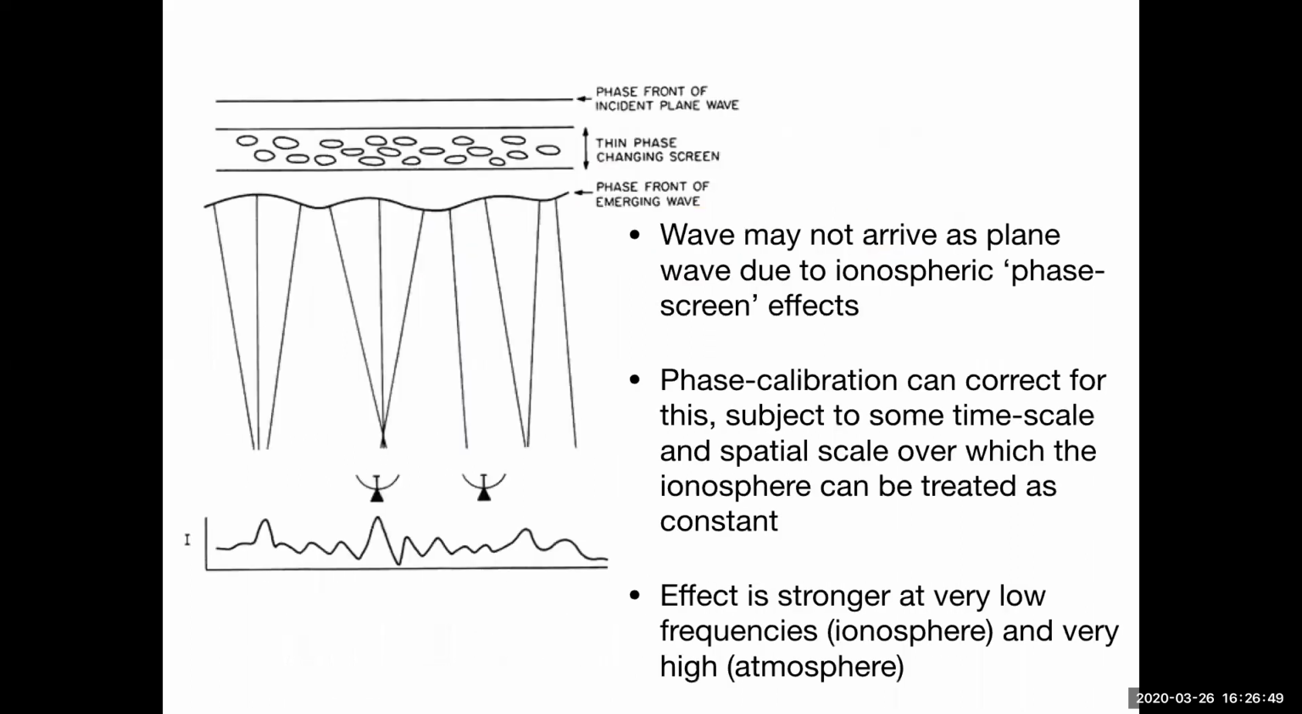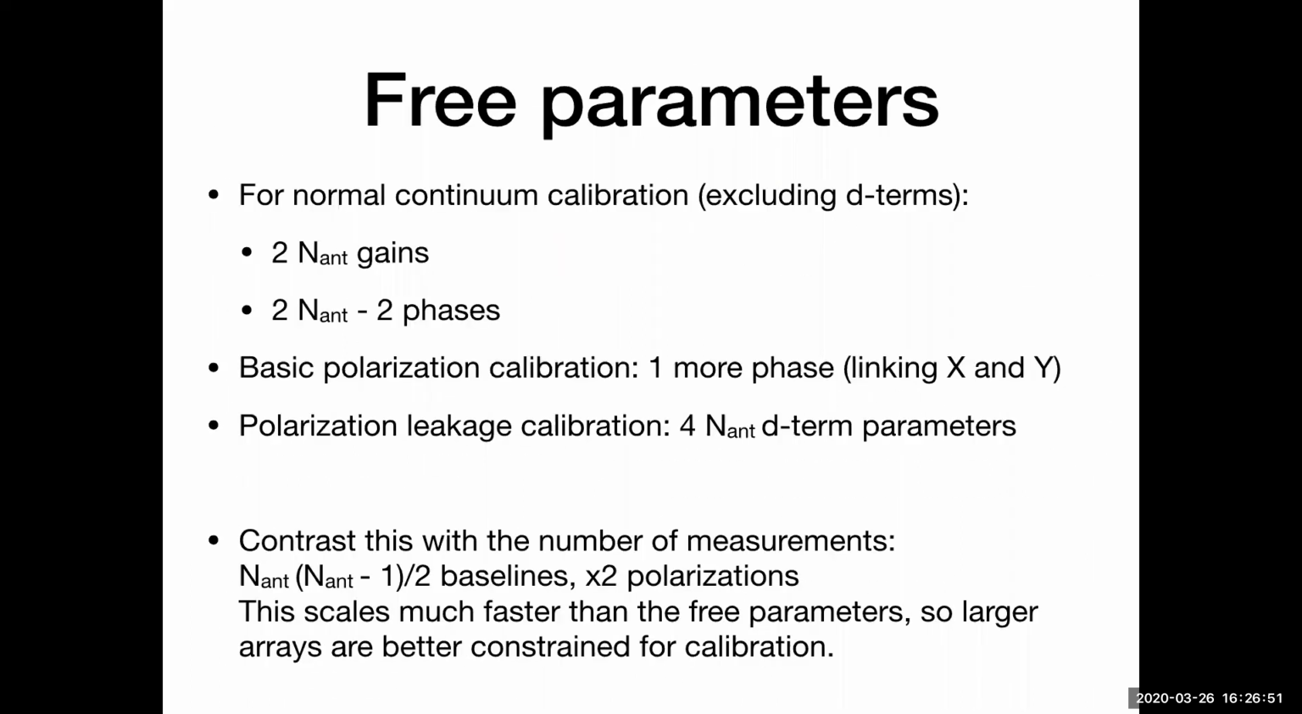But this is a problem if you want to do polarization, because the relative phase between X and Y contains information on the polarization state of the wave. And so you don't need that for total intensity, but you do need it to get the polarization state. And so you have to measure what the relative phase is between X and Y. And so that requires an extra calibration step, which only has 1 free parameter. So it's fairly straightforward if you have the data for it.